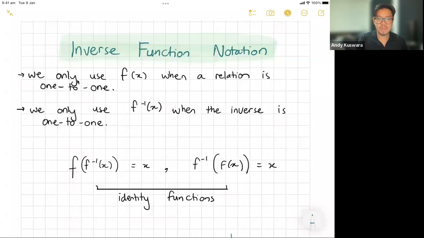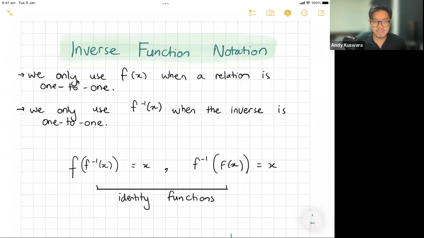Okay. So inverse function notation. In the same way that we only use the notation f(x) when a relation is one-to-one, or in other words, it passes the vertical line test, we're only going to use f^-1(x) when the inverse is also one-to-one. So that means when these are both functions.